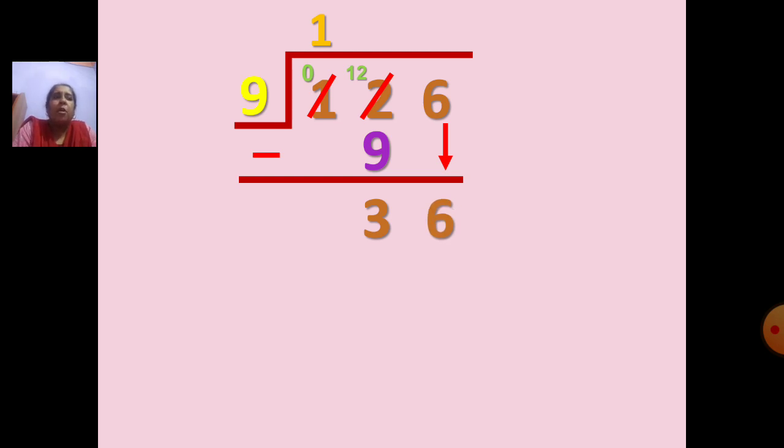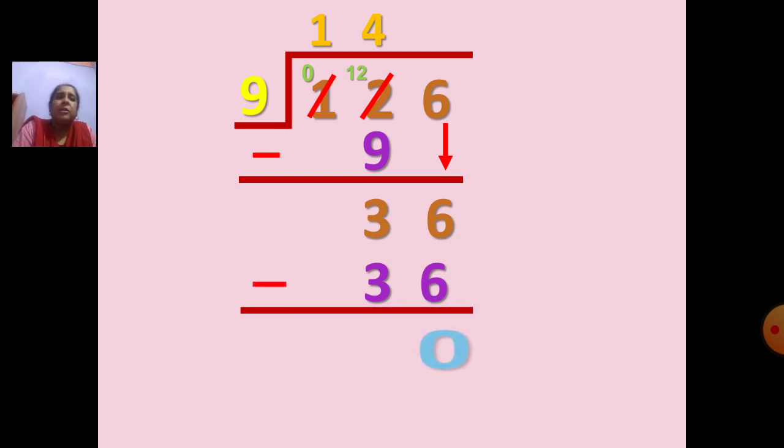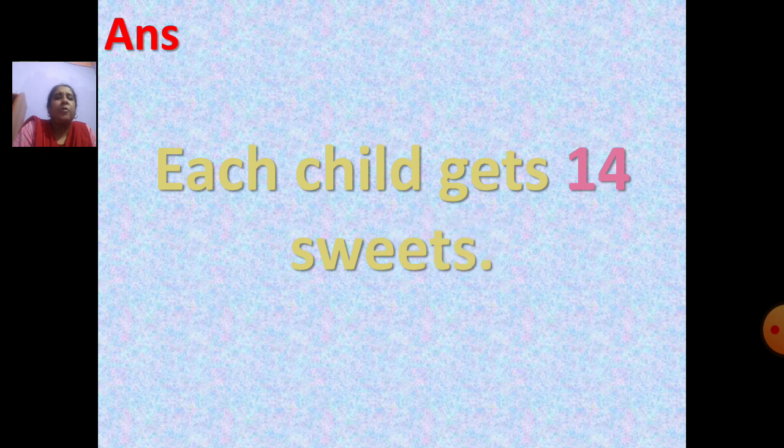36. Now in the table of 9, when you get 36, you have to say the table of 9. 9 fours are 36. So you will write 4 up, 36 down. Draw the line. Put the sign of minus. 6 minus 6, 0. 3 minus 3, 0. Now you have to write the answer statement. How are you going to write the answer statement? Yes, each child gets 14 sweets. How many sweets? 14 sweets. So this is your answer.